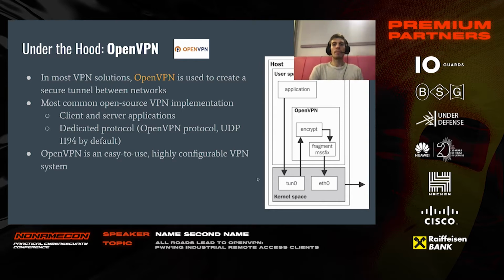So OpenVPN is a great implementation for a VPN. It's a very easy to use and highly configurable VPN system, and that's why many remote access solutions don't implement the VPN protocol themselves, but use OpenVPN as a black box, out of the box, which saves them a great amount of time.